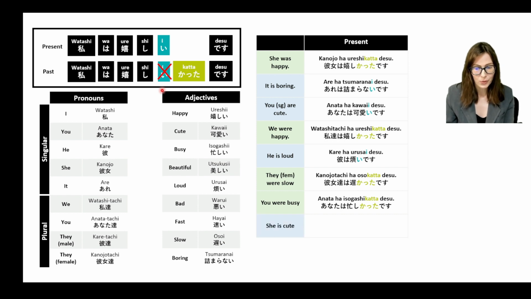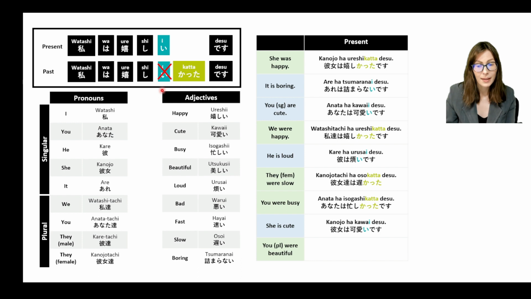She is cute. How do you say that? Your answer is most likely 彼女は可愛いです。And let's see the last one. You were beautiful in plural. How would that sound like? It would be あなたたちは美しかったです。Right?